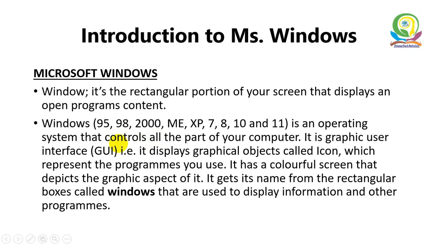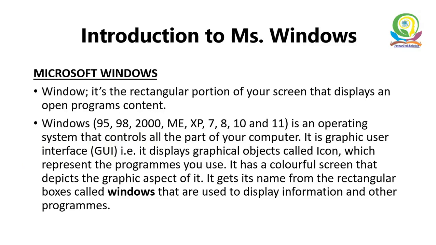Right? It displays graphical objects called icons, which represent the programs you use. It has a colorful screen that depicts the graphic aspect of it. It gets its name from the regular boxes called windows that are used to display information and other programs. That is the explanation of what Windows is.